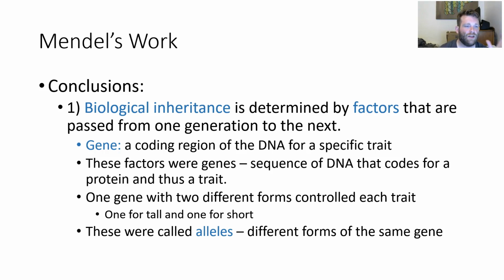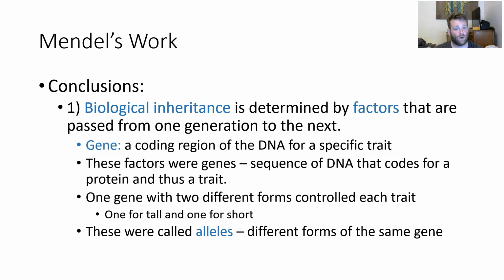So one of those is that there is something that is passed from generation to generation. He wasn't sure if it was, he didn't know anything about DNA at the time. He didn't know anything about genes. He didn't know anything about meiosis. That was not discovered and explained yet. But he did know that there was some kind of factor that was getting passed down from generation to generation. There was something that was getting carried. And so this factor we now know as biological inheritance, and we know that factor is a gene.